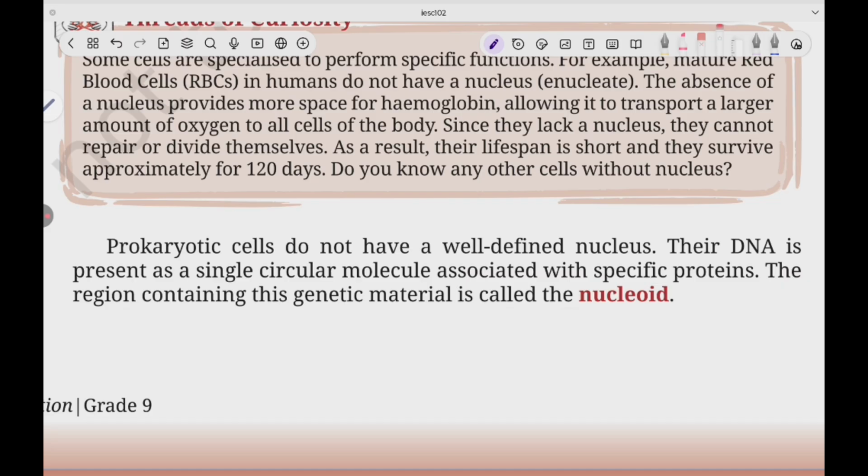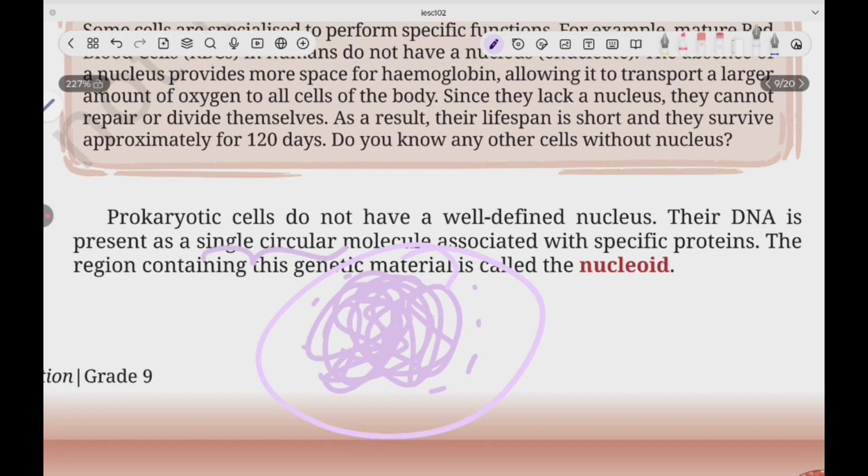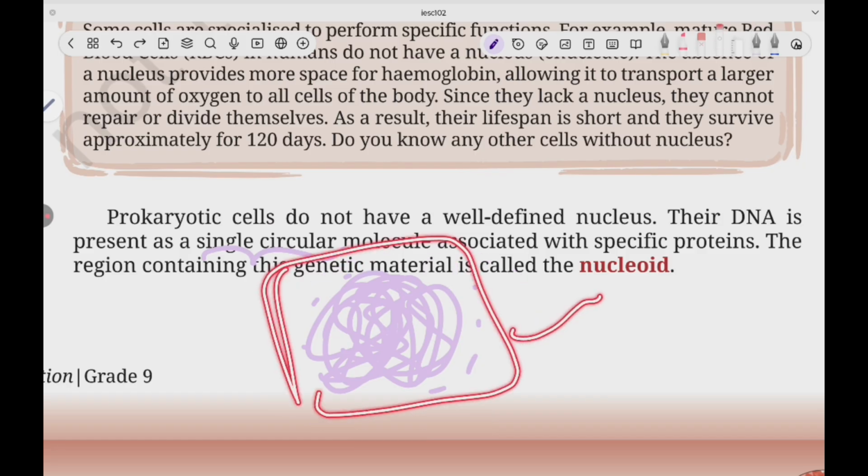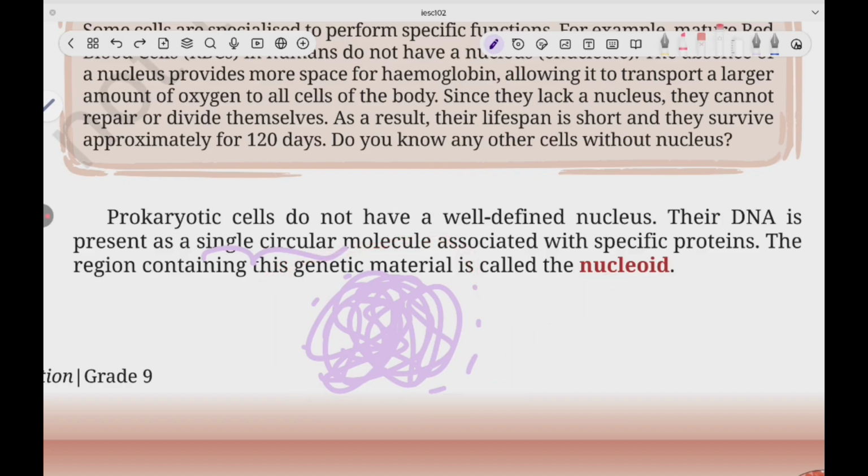Both prokaryotic and eukaryotic cells have genetic material, but the difference is the way it is covered. In prokaryotes it is not covered, it is just freely suspended in a single circular molecule with some proteins. So this whole region, which is not covered, is called the nucleoid.